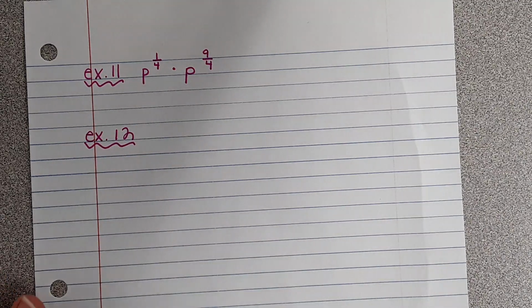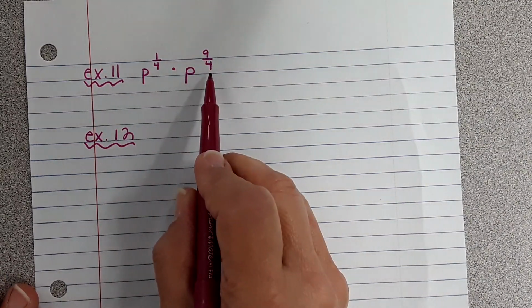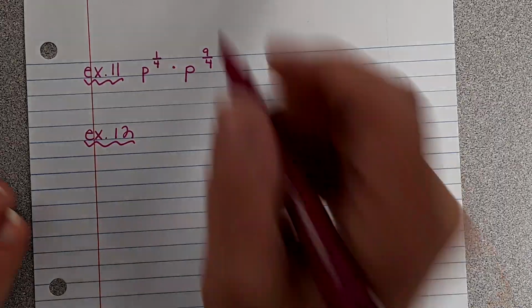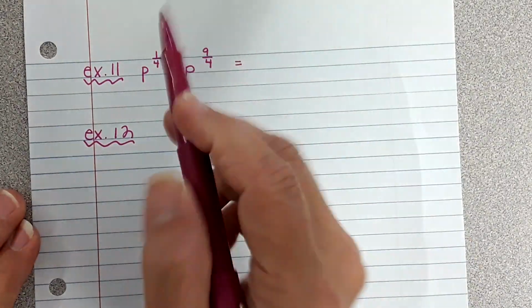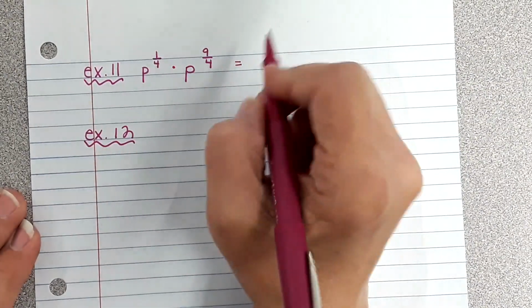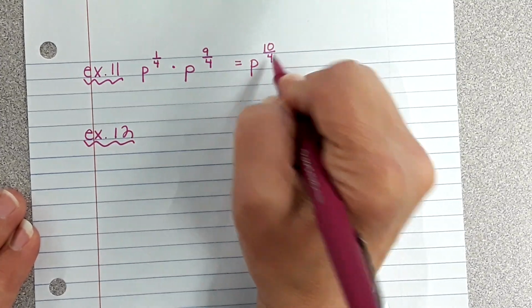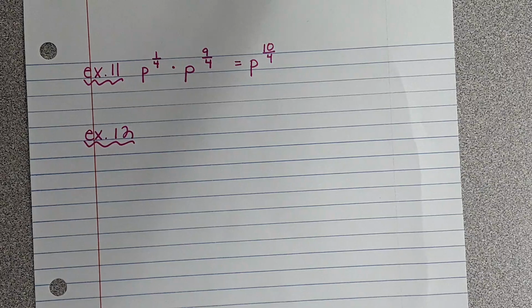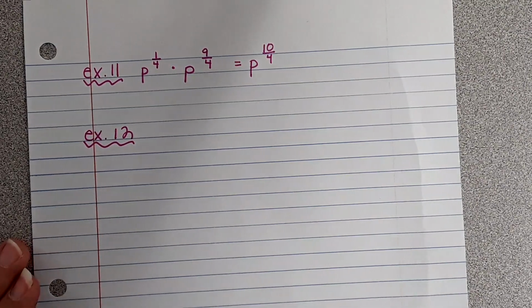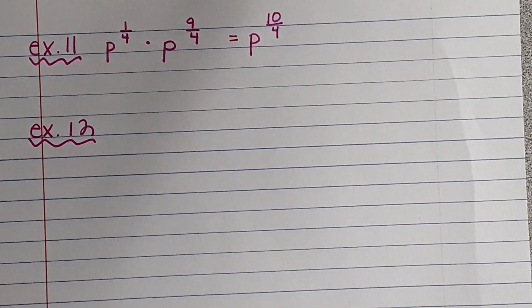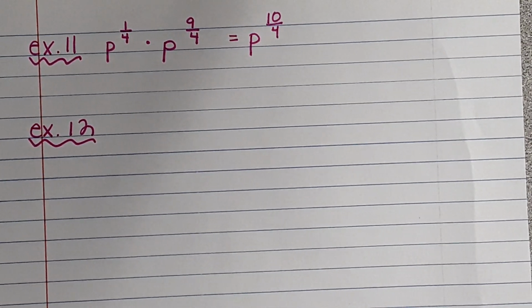Now we have to look at our exponents. 1/4 and 9/4. Do they have the same denominator? They do, so we can add them. So 1 plus 9 is 10, and I'm just going to put 4, okay? Because remember, you don't add denominators. You leave them alone. The only time you do anything with denominators is when you're multiplying.